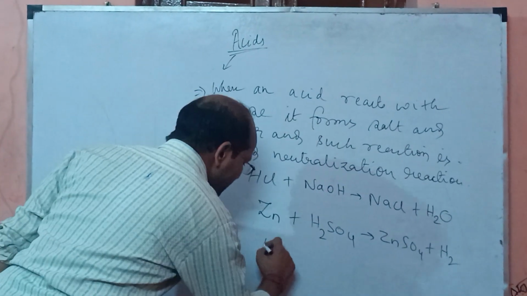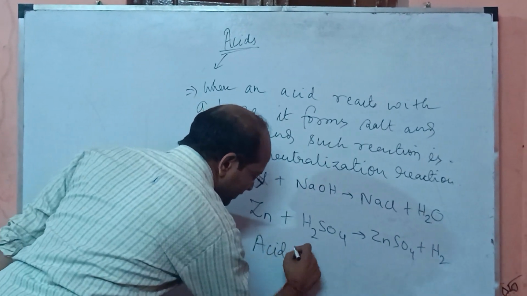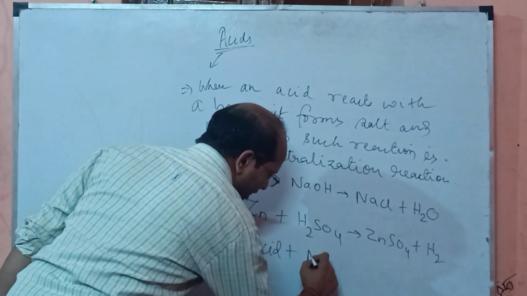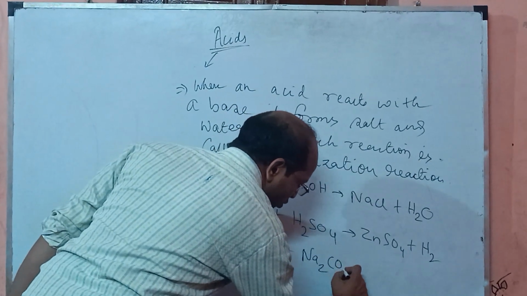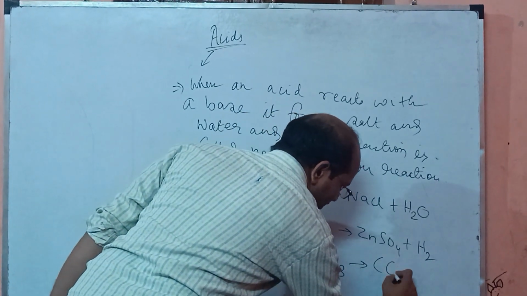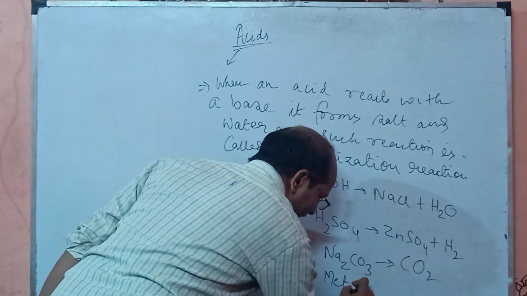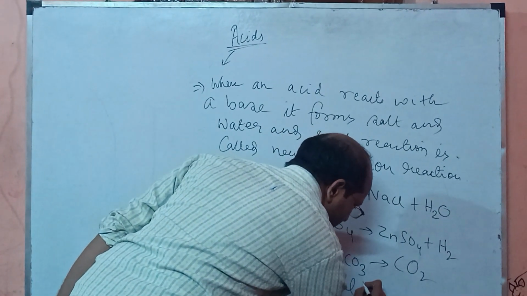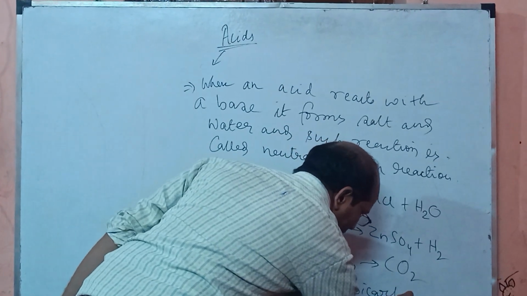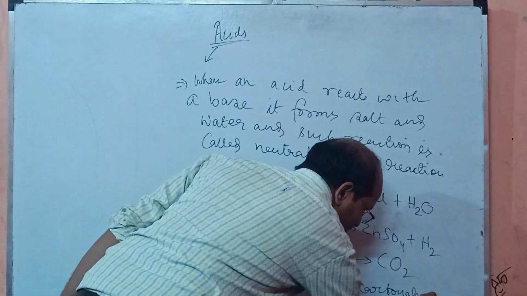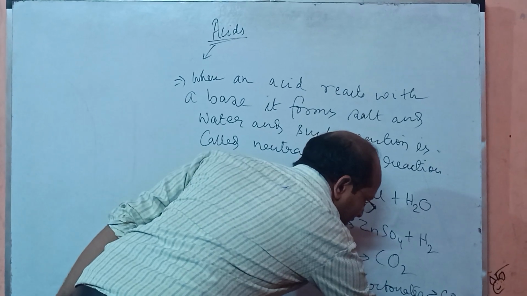Now what happens when an acid reacts with carbonate? If an acid reacts with a carbonate, suppose sodium carbonate, it will give out carbon dioxide gas. With metallic bicarbonates also, acid gives carbon dioxide gas.